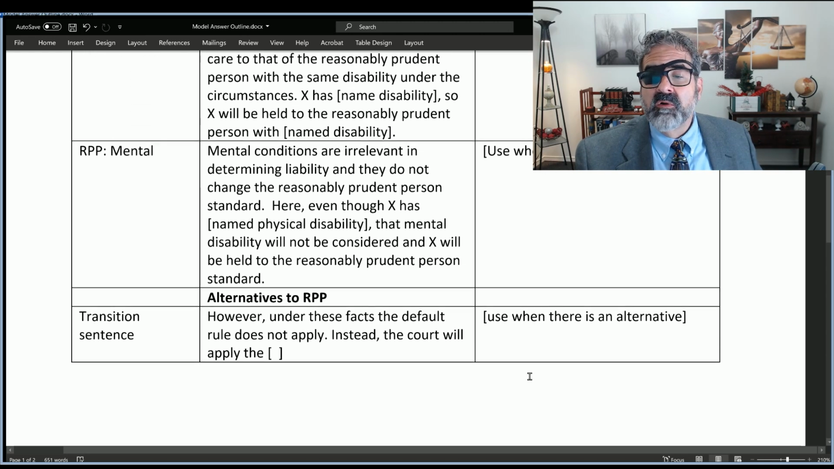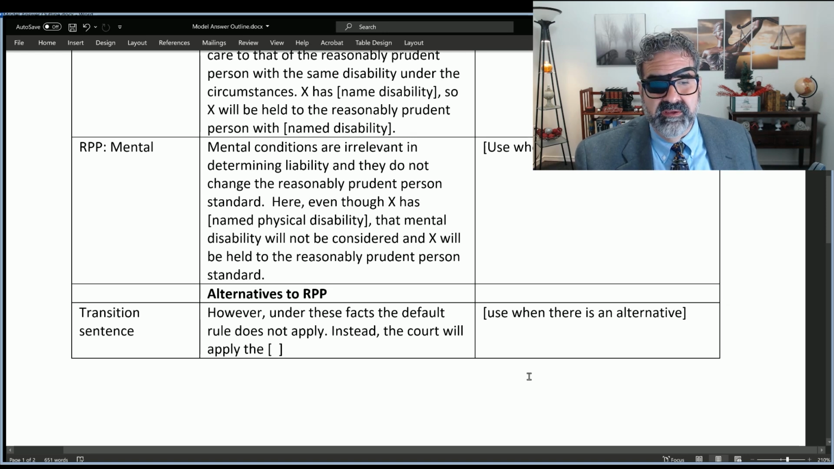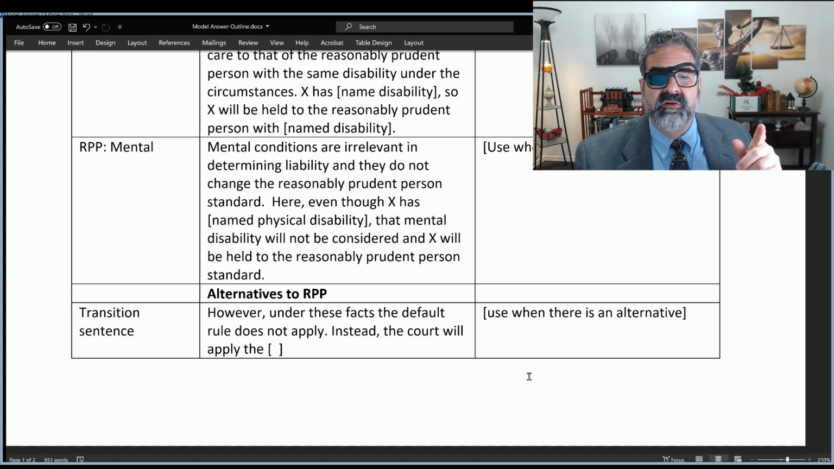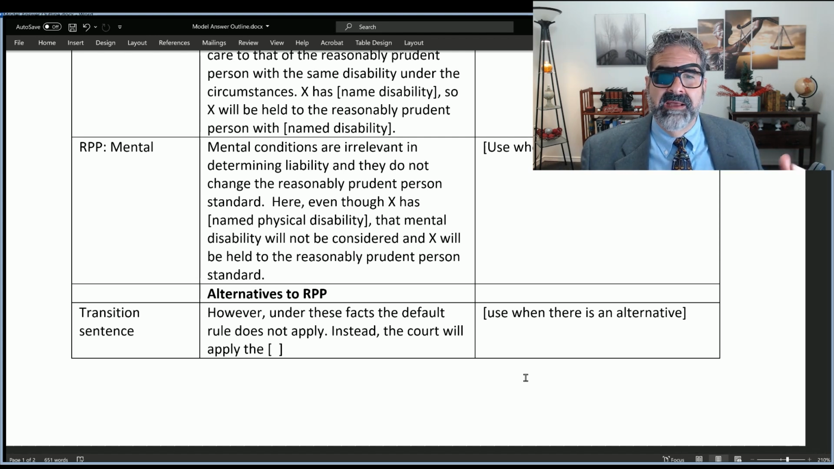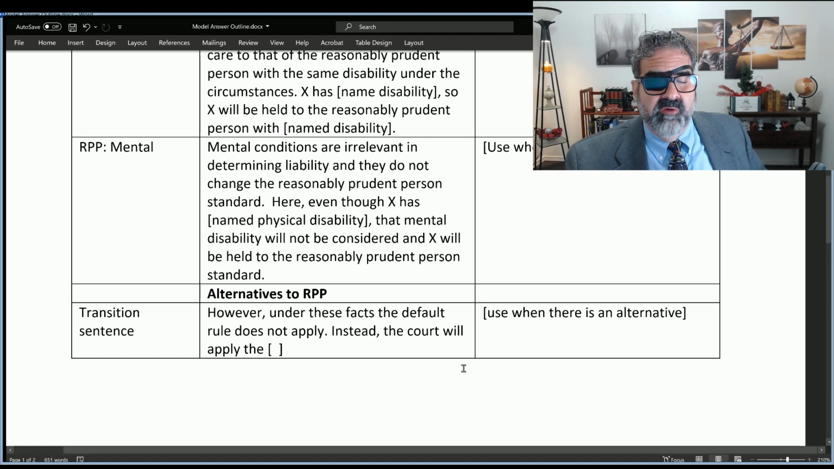Then I move to alternatives to the RPP. I've even thought about how to transition from the default standard to an alternative, so I have written out a transition sentence. I mean, why would you do that on exam day when you can think about it now, before the exam, write it all out, prepare it, so on exam day, you just copy and paste. It's done.